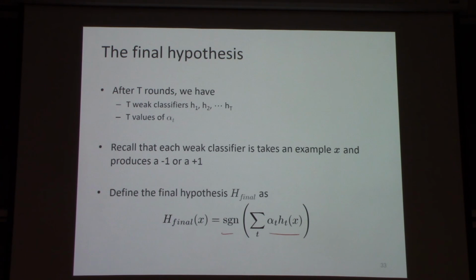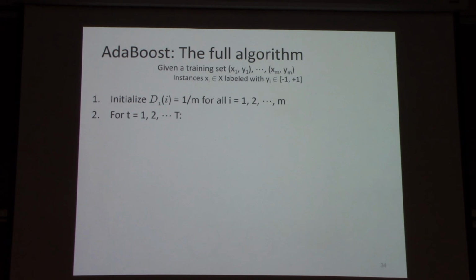So let's summarize this whole thing into one algorithm. You initialize d1 to be 1 over m, and then you go in rounds. First you find ht, whose weighted classification error... In fact, we don't even need to minimize the error. All we want is that the weighted classification error should be better than chance.